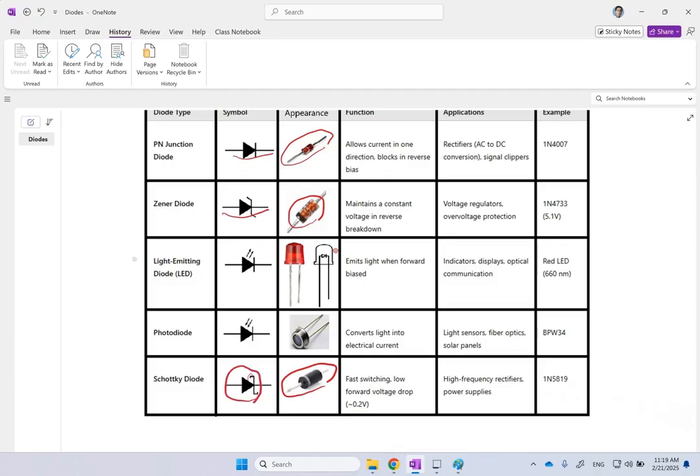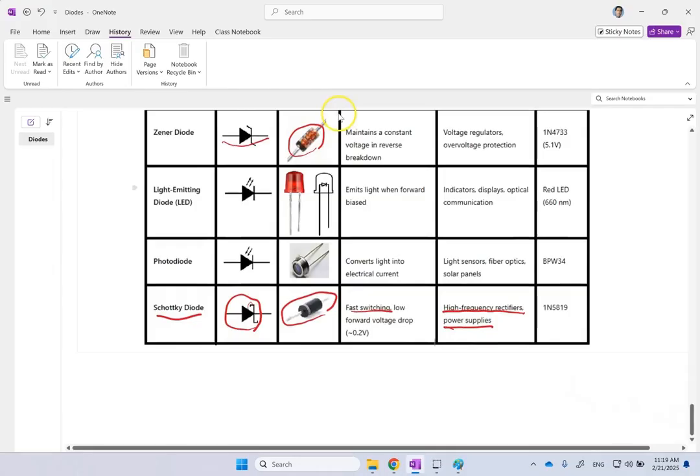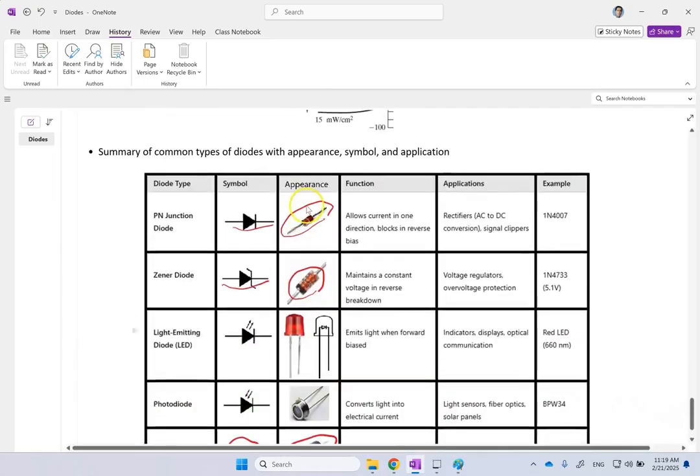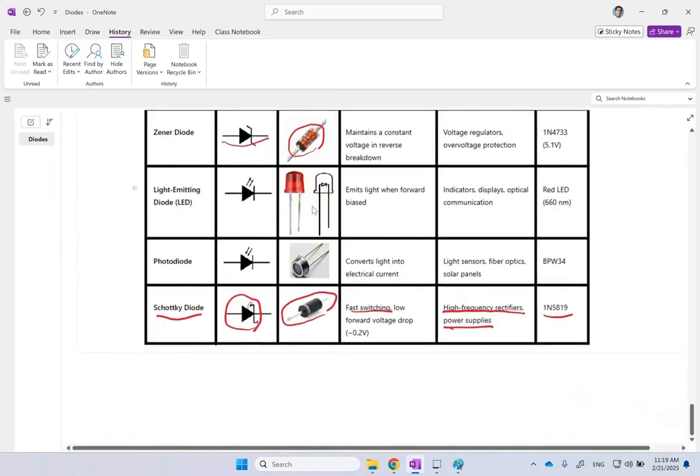So you see, they are still working in forward mode, but if you see that symbol, that is the symbol of Schottky. And as I said, their application is fast switching. So they are used in high frequency rectifiers and power supplies. Okay, if the frequency is high, if the switching is fast, use them over there. And this is one sample, basically a chip or electronic component for a Schottky diode.